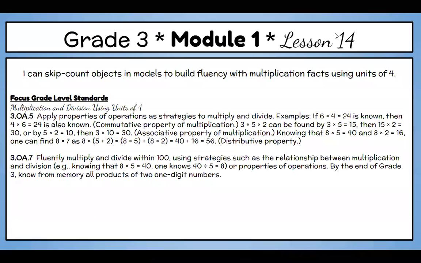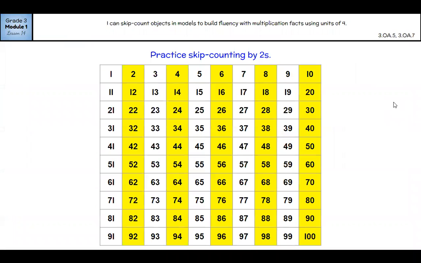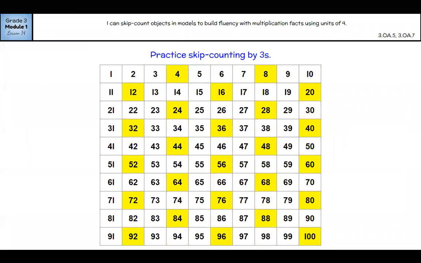Hi everybody, today we're looking at Module 1, Lesson 14. I can skip count objects and models to build fluency with multiplication facts using units of 4. Go ahead and pause your screen and practice skip counting by 2s. Pause your screen and practice skip counting by 3s.